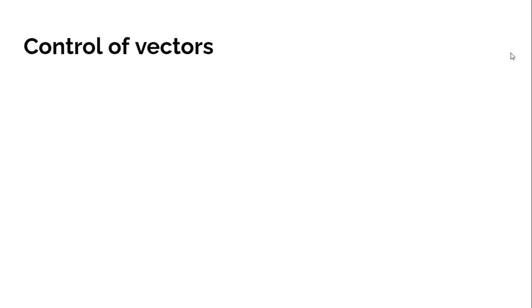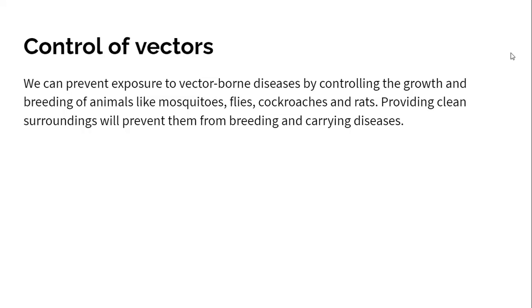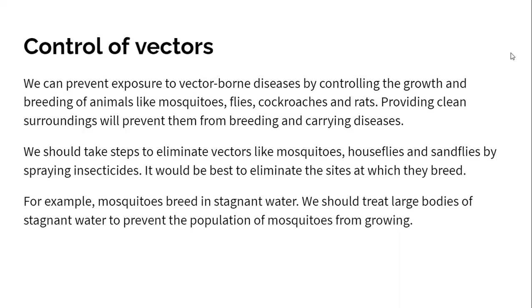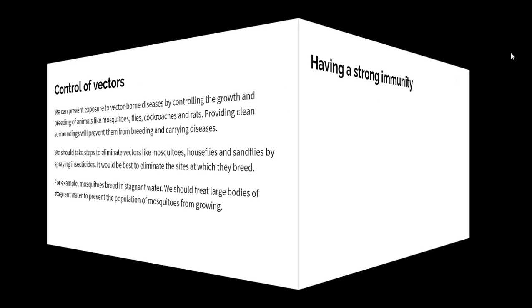And the next thing is the control of vectors. So you can just provide clean surroundings, and they can't breed and carry diseases if there's a clean surroundings. And vectors mostly include mosquitoes, flies, cockroaches, rats, houseflies, sandflies, anything which spreads diseases. So you can do this by spreading insecticides and also eliminating the sites which they breed in. For example, mosquitoes breed in stagnant water, so we should treat large bodies of stagnant water to prevent the population of mosquitoes from growing.